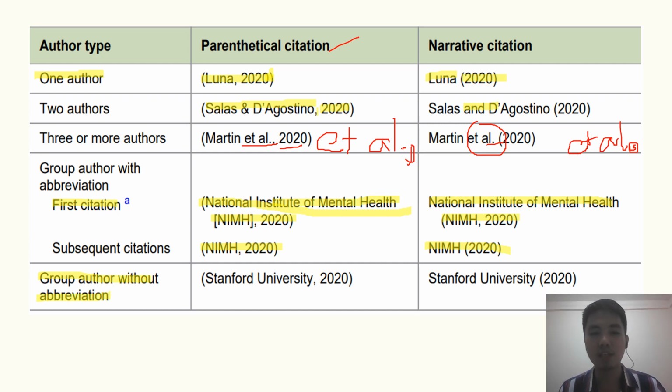Kapag wala talagang abbreviated term yan, like for example, Stanford University, you just spell out, okay? We just spell out to avoid errors.